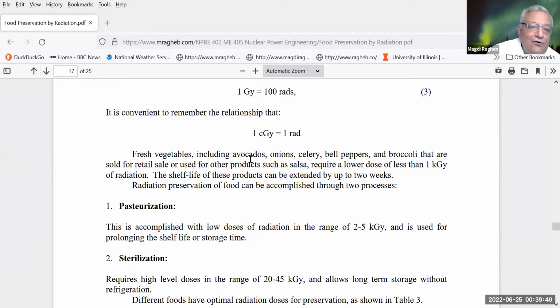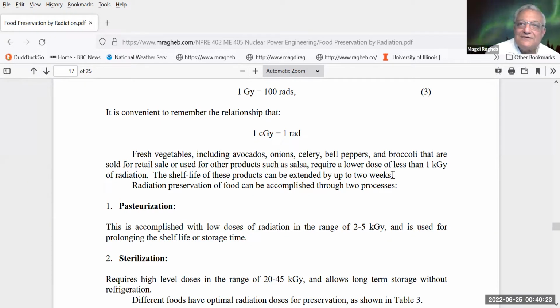Now, depending on how much energy you deposit in different materials like vegetables or fruits, avocados, onions, celery, bell pepper, broccoli, they are sold in retail stores and would have the Radura sign. They have basically been irradiated with energies below 1 kilogray, or less than 1,000 grays of radiation. If these products are irradiated by that level of radiation, you'll find that their shelf life can be extended by up to 2 weeks.